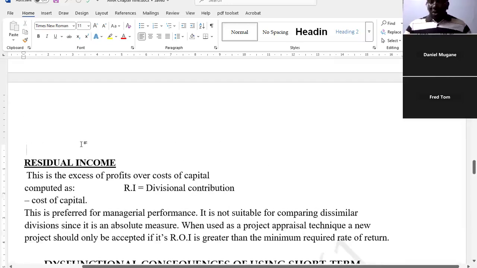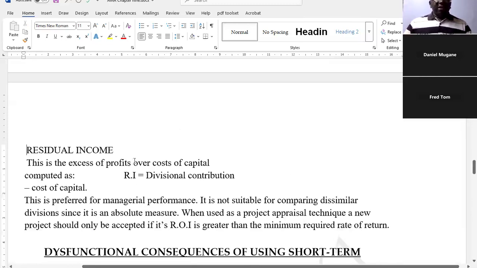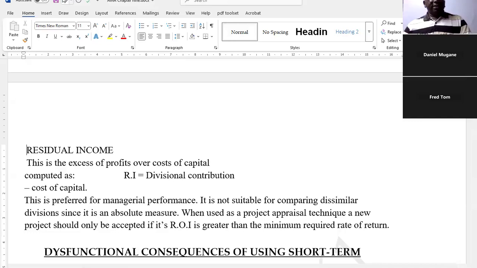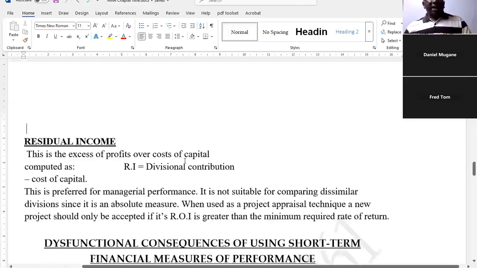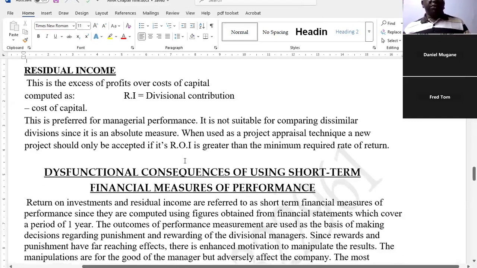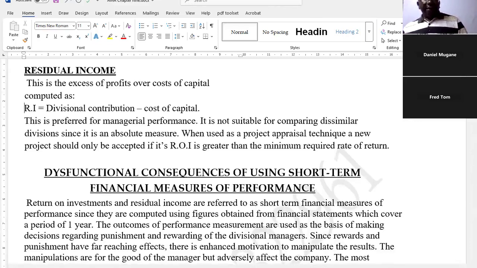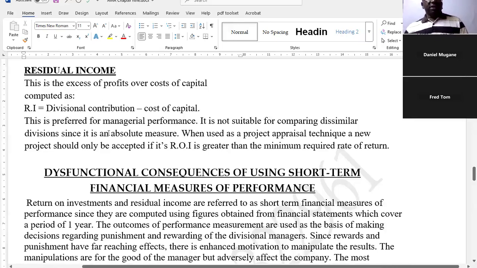Then we have what we call the residual income. So this is the excess of the profit over the cost of capital, and it's computed as residual income. Residual income is divisional contribution minus the cost of capital. And this is the one that we use for managerial performance.